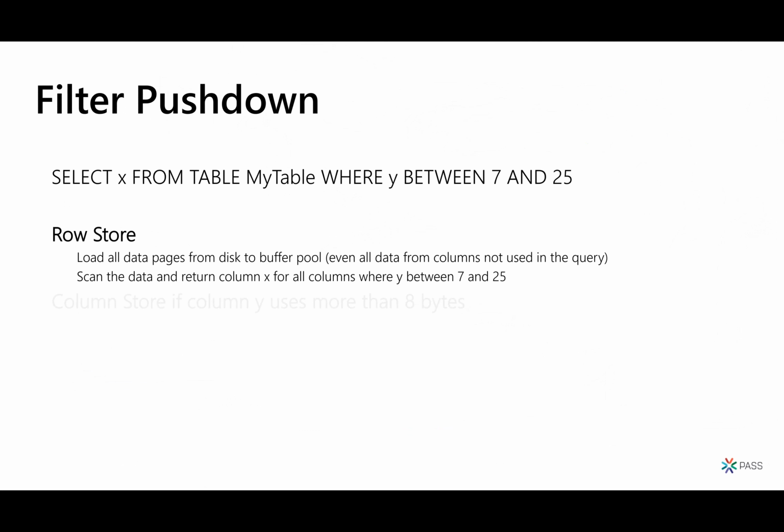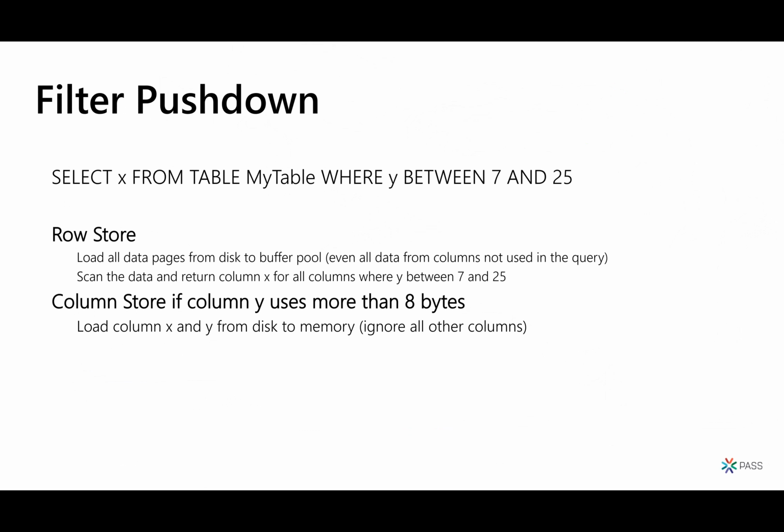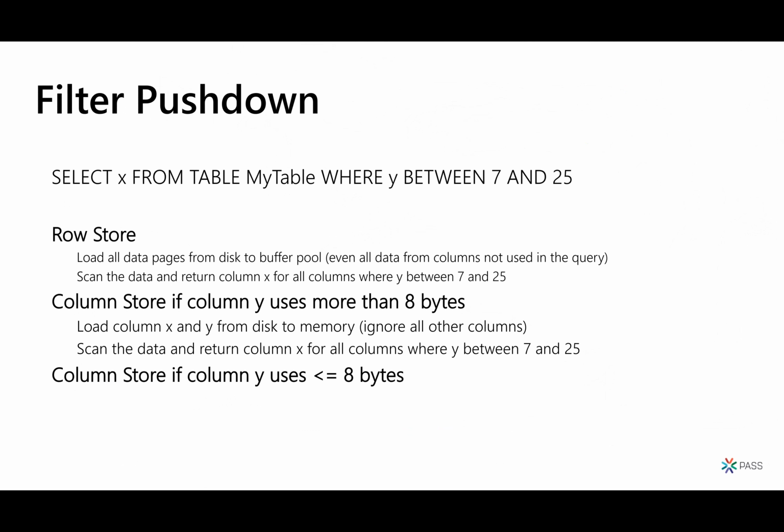In a row store, it doesn't matter, you have to load the whole row and scan through it anywhere. In column store, if it uses more than 8 bytes, it has to load every row group that's in the partitions that we need to load. That's just the very first thing. With 8 bytes, it just returns only rows that match the criteria.